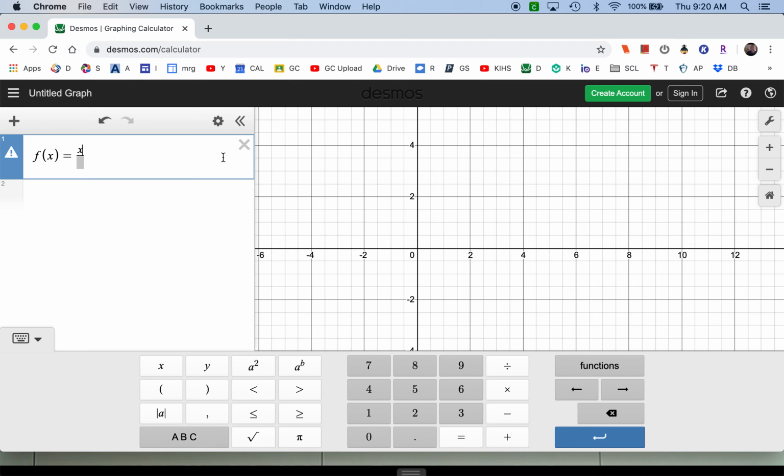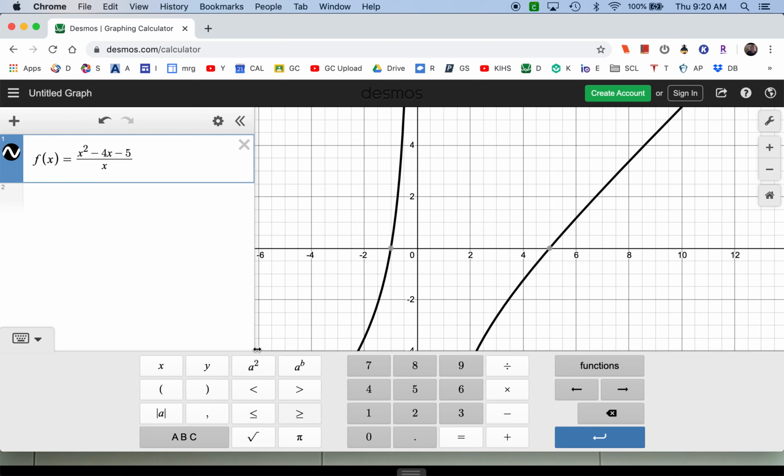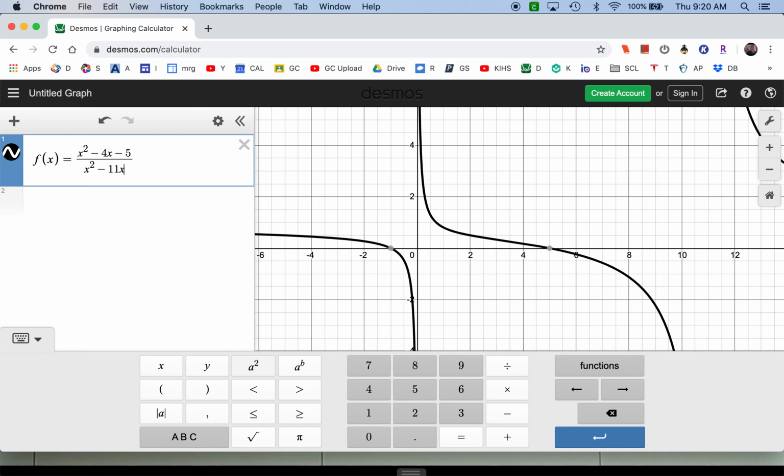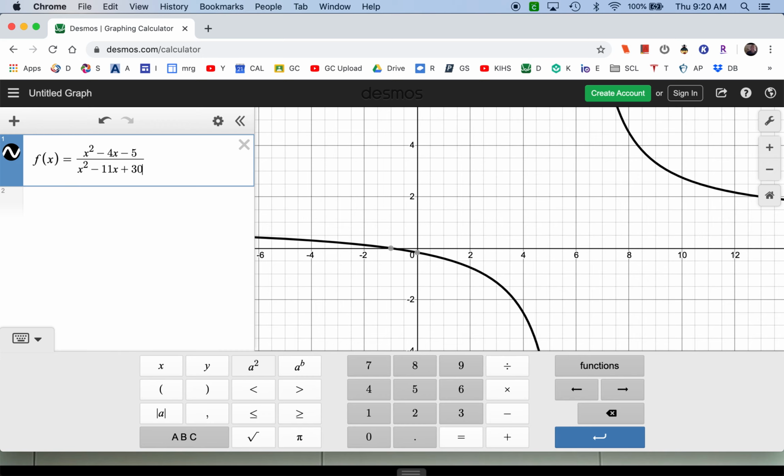So we have x squared, subtract 4x, subtract 5, over x squared, subtract 11x, plus 30. If I look off the graph, I'm looking to see the limit as x approaches 5. If I just plug in 5, it's undefined. And I need to look at 5: is there an asymptote, or does it approach a number?